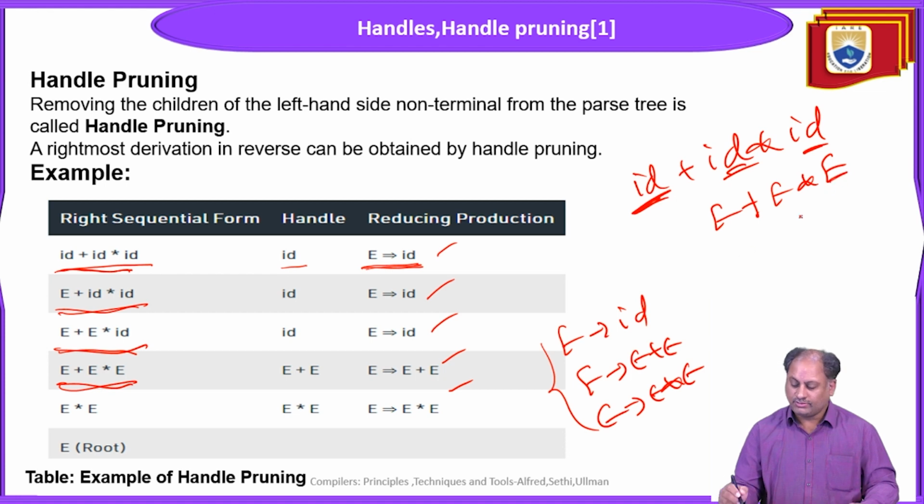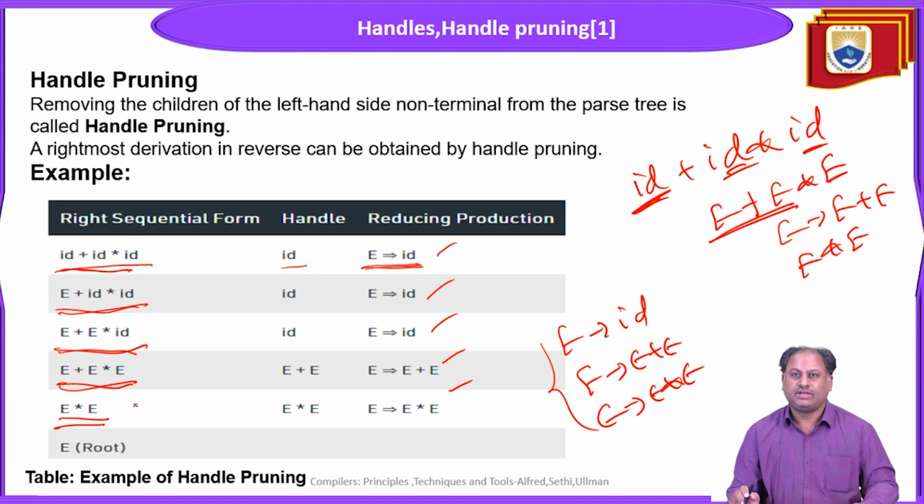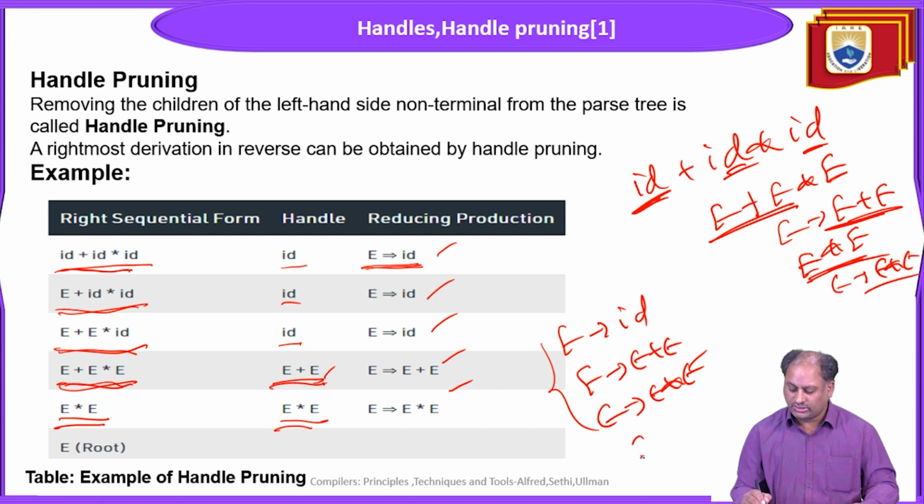Then what is E plus E? It comes from the production E derives E plus E, and E star E. That is the applied one, and the applied E plus E is nothing but the handle. Here we applied E derives id two times and finally got E plus E star E. This time we applied E plus E, so the handle is E plus E, and after applying it we got E star E. Now the handle is E star E, and the substitution is E derives E star E, so the final result is E.